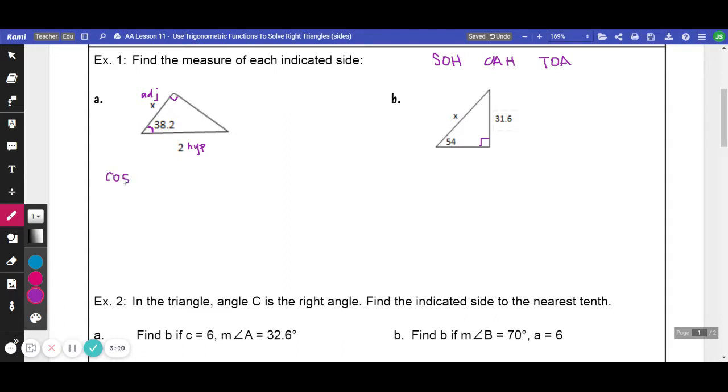Cosine of... remember how we would put a letter here for the angle, or a theta for the angle? Well, this time we actually know what the angle is. The angle is 38.2. So cosine of 38.2 degrees. This is not being multiplied. Cosine is a function, like a square root or a squared. So cosine of 38.2 degrees is equal to, cosine is the adjacent side divided by the hypotenuse. So the adjacent side is x divided by the hypotenuse, which is 2.